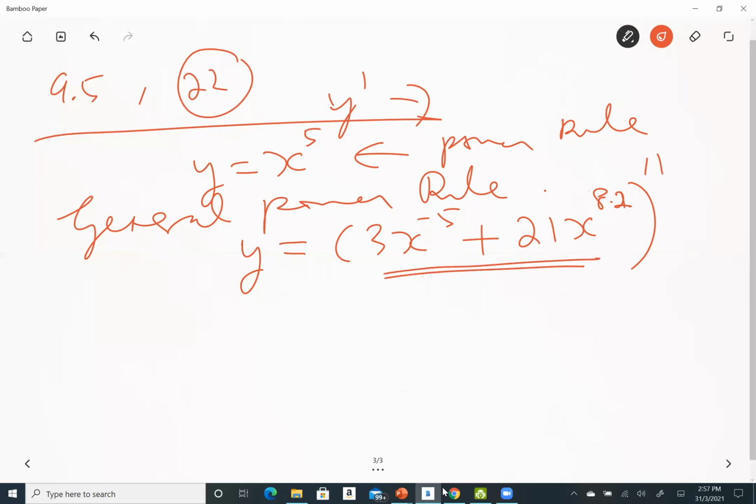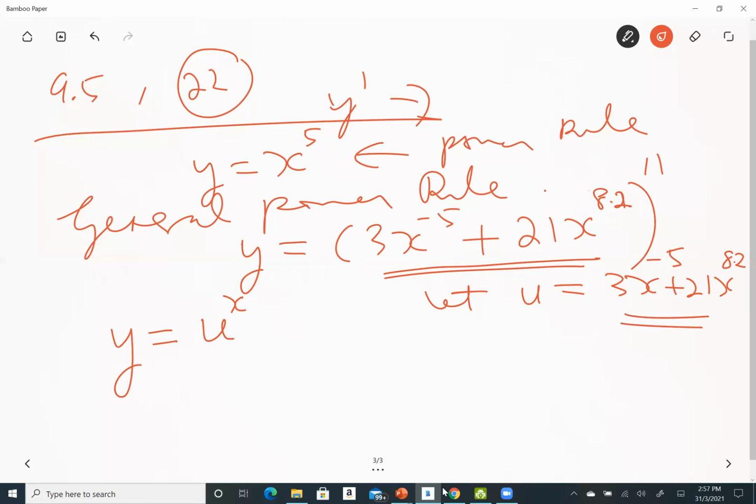So here, I let u be equal to the terms in the bracket. You let u be equal to 3x to the power of -5 plus 21x to the power of 8.2. So I have y in terms of u now, u to the power of n. So that u is not just a simple x, it's a compound term in x. It is made up of more than one term in x.